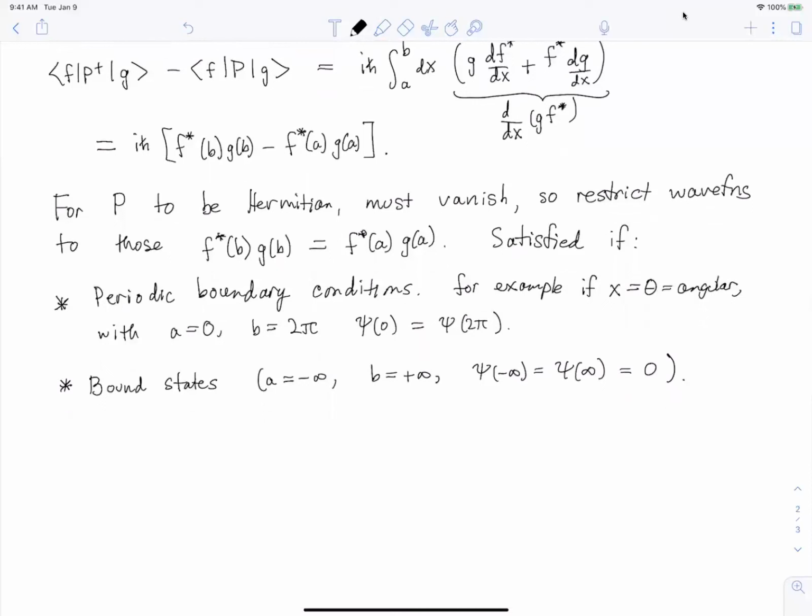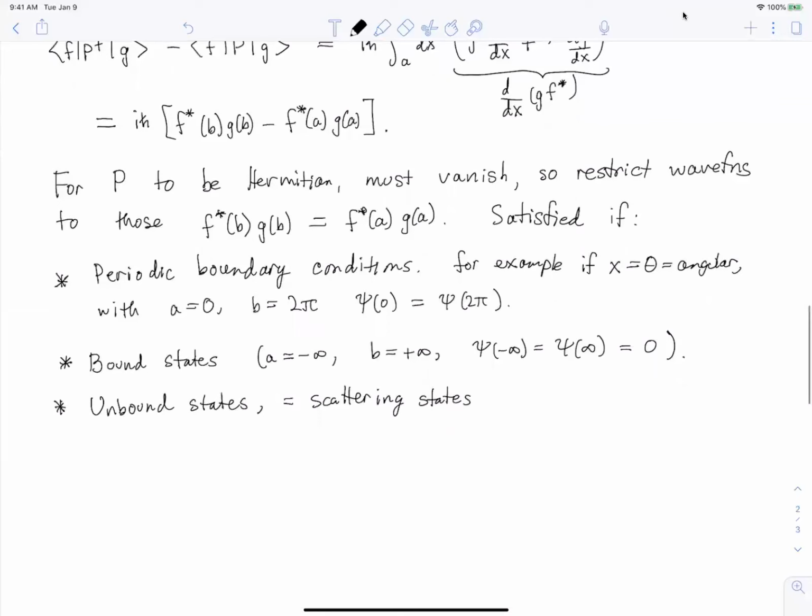Okay, so that would work. But we're also going to want to talk about more general states that are not bound states, that vanish at infinity. Those are called unbound states, or sometimes scattering states. These are used to describe the particles that come from very far away and do some scattering and then go off to infinity again. And in general, they don't satisfy the condition necessary to have a Hermitian momentum operator.